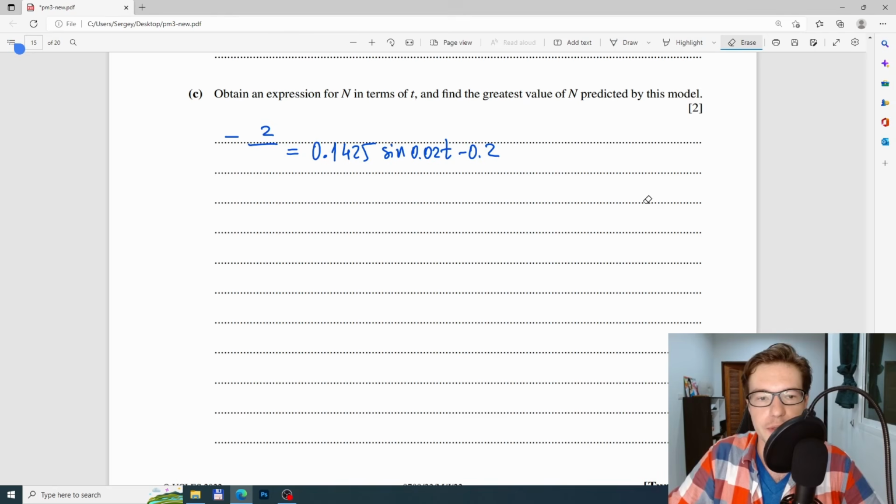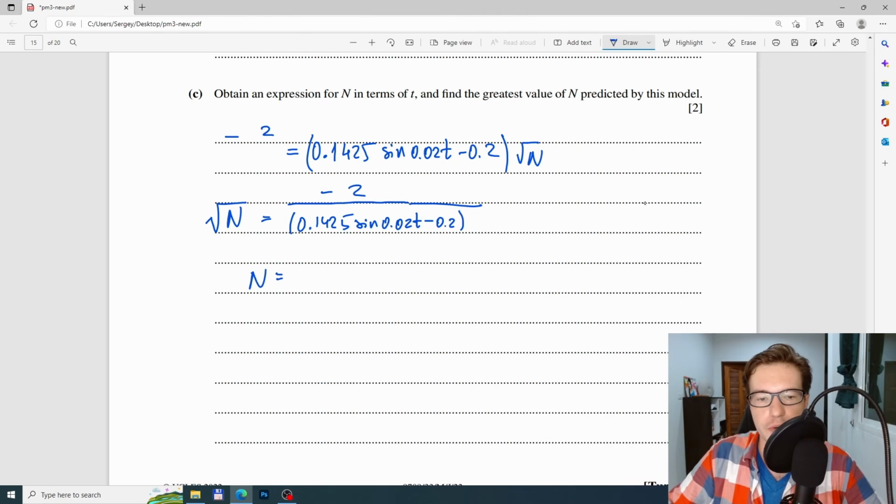So I will cross multiply. The square root of n goes here. Now divide both sides by the bracket, and I will get the square root of n equals -2 over the bracket. And now to find n, I will have to square both sides. So I'll get 4 over (0.1425 sine 0.02t minus 0.2) squared.